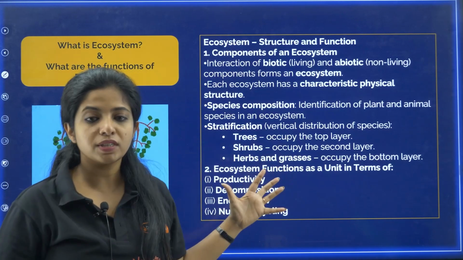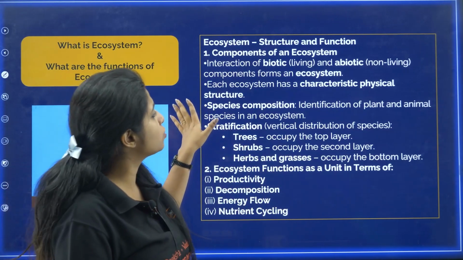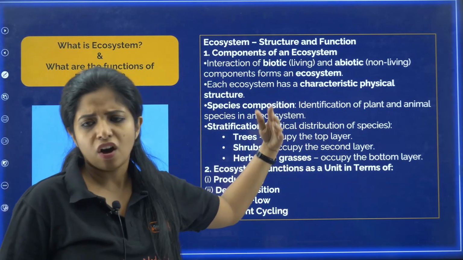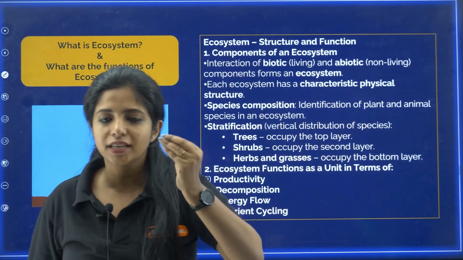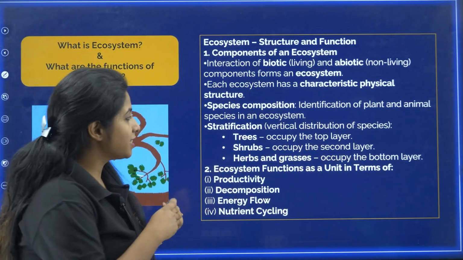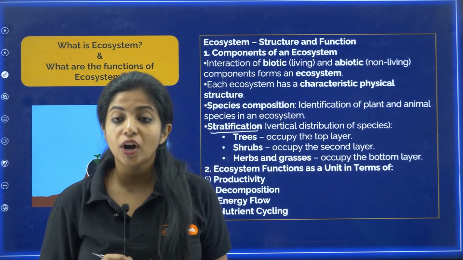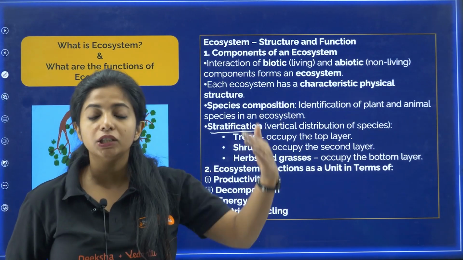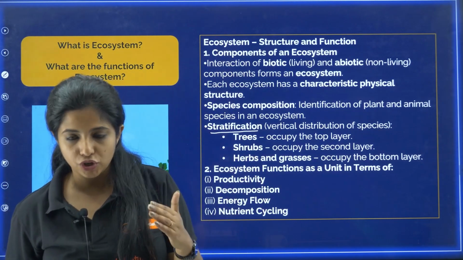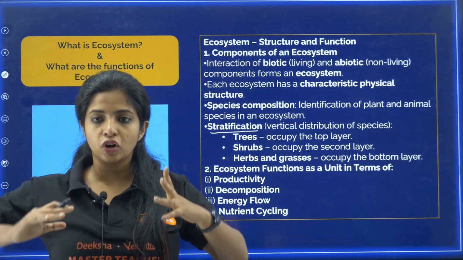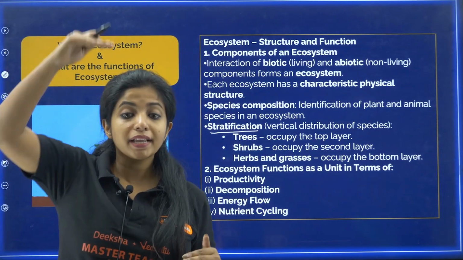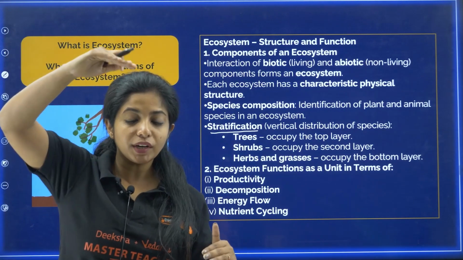Okay, so that forms the ecosystem, and in ecosystem you would be having so many different species of plants and animals and organisms and everything. Now there is a term given in your NCERT, that is what? Stratification. What do you mean by stratification? It is the vertical distribution of these species, my dear children. For example, trees, if you see, they are long, right? So they occupy the top layer. They occupy what? The top layer.